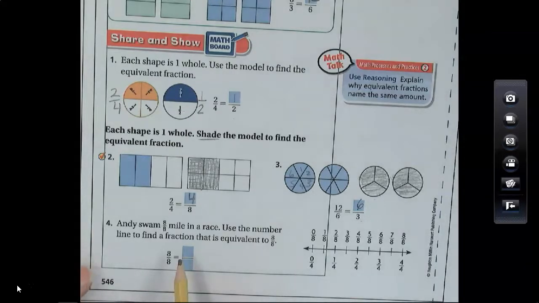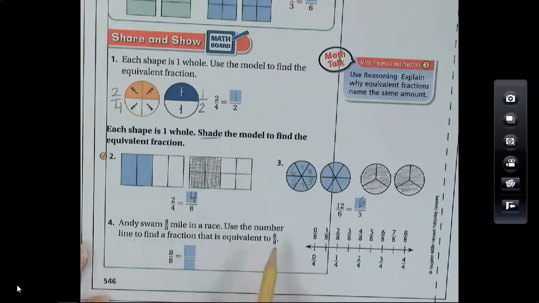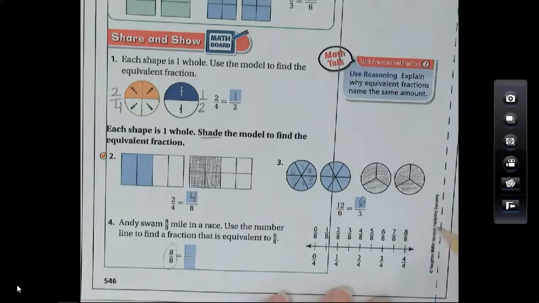All right, look at number 4. Number 4 says, Andy swam 8/8 of a mile in a race. Use the number line to find a fraction that is equivalent to 8/8. Okay, using the number line, what fraction is equivalent to 8/8? The first thing you have to do is find your 8/8 on the number line. So I go over here to my number line.